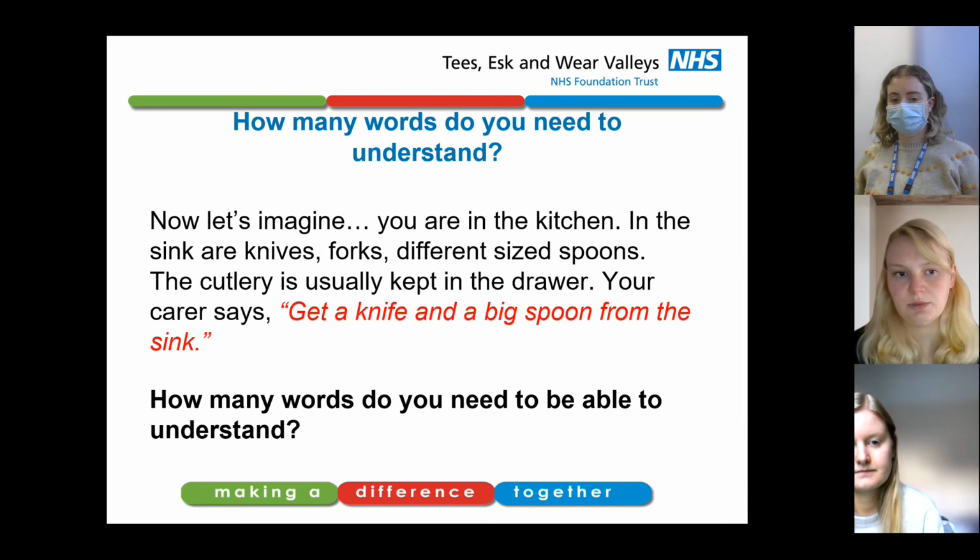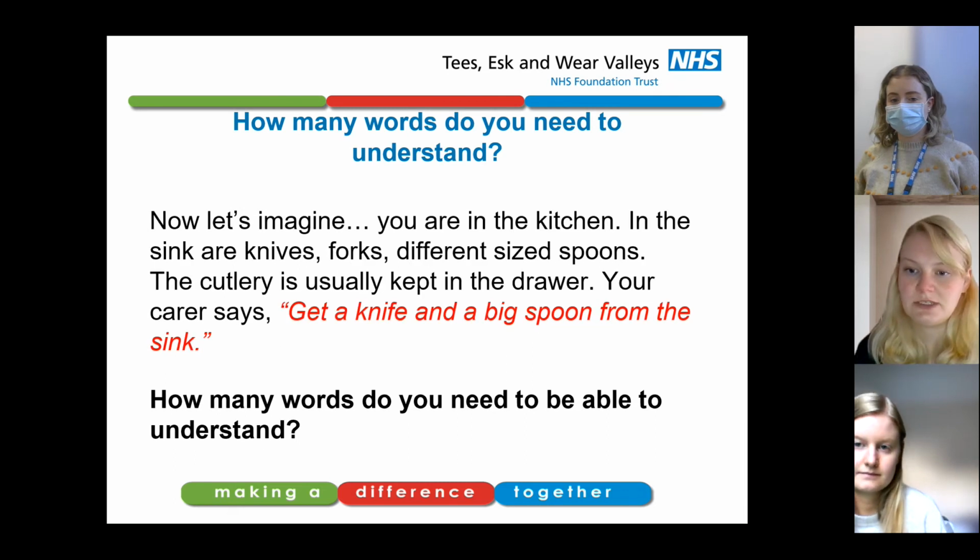So the next example, now let's imagine you're in the kitchen. In the sink, there's knives, forks, different size spoons. The cutlery is usually kept in the drawer, and then your carer says, get a knife and a big spoon from the sink. So have a think about this example. How many words do we need to understand in this sentence to follow that instruction, to carry that out?